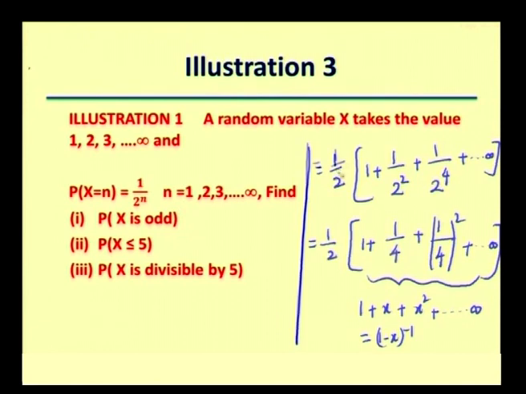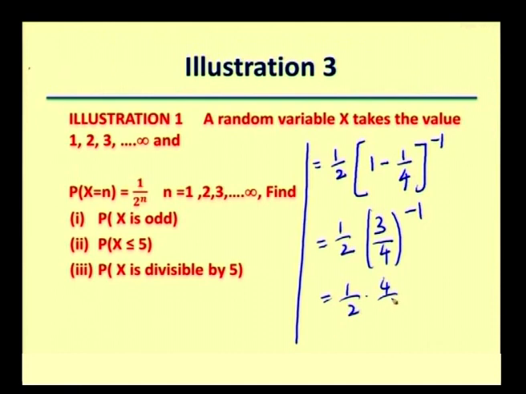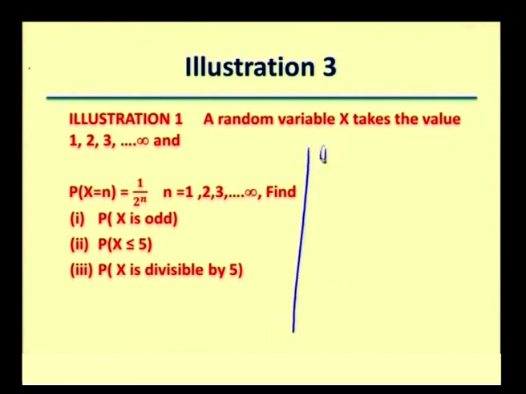1/2 is already out, and the expression stands for (1 minus 1/4) to the power minus 1, equal to 1/2. When you simplify, 1 minus 1/4 is 3/4, to the power minus 1, which is 1/2 into 4/3. When you simplify it becomes 2/3. So, what have we found? In the first one, P of x is odd, we got the answer equal to 2/3.